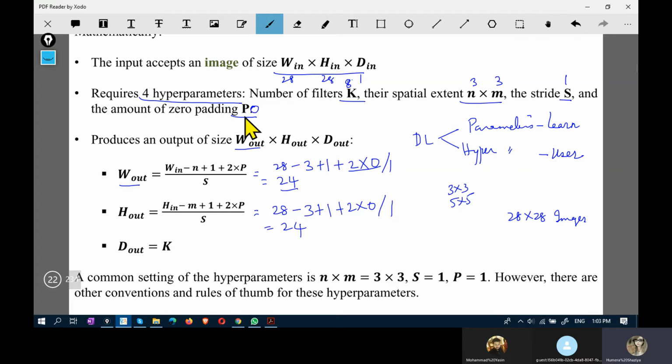So size is reduced. If you have padding 0, size will be reduced. If padding is 1, put 1 here and see what the value will be. 28 minus 3 is 25, plus 2 is 27, plus 1 is 28. Sorry, let me redo the case with padding 0: 28 minus 3 is 25, plus 1 is 26, not 24. This is 26.